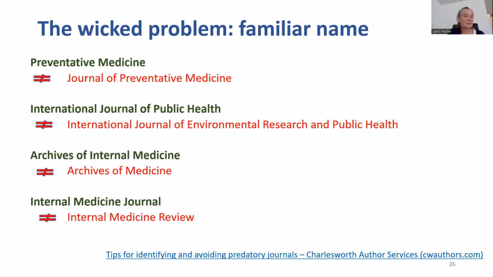The same with International Journal of Public Health, which is the real one, and the International Journal of Environmental Research and Public Health, which is predatory. Or the Archives of Internal Medicine is real, but the Archives of Medicine is predatory. So you can see that this is a trick that people play. You might think that it's the journal that you know well. You have to check that carefully.